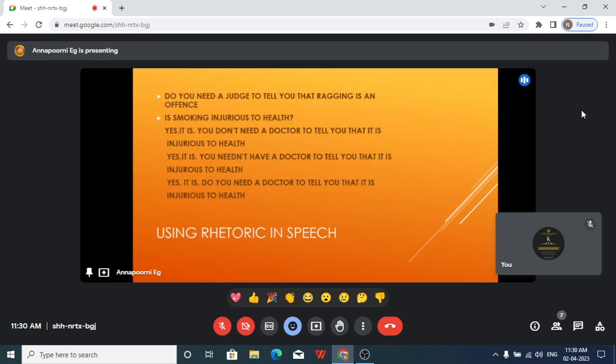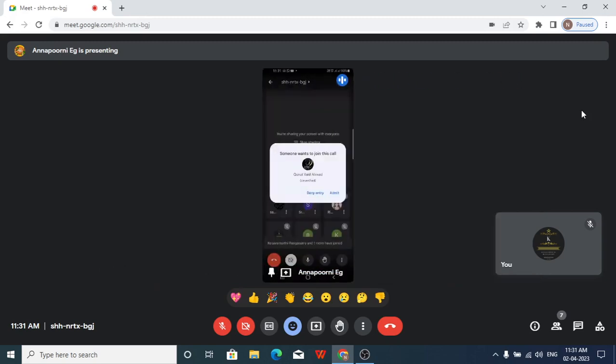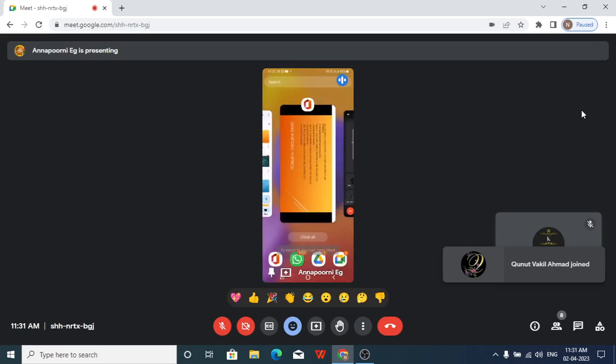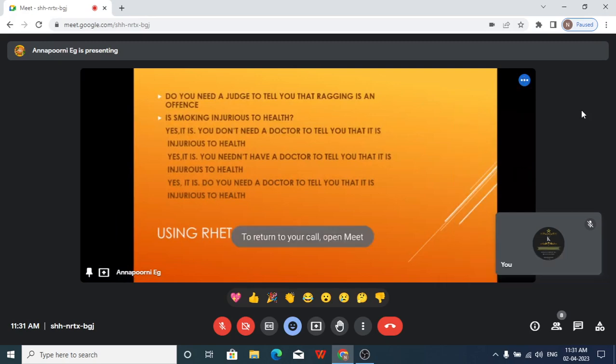Do you want your teacher to tell you that going to school without completing the homework is an offense? Likewise, here the principal is asking, do you need a judge to tell you that ragging is an offense? It means that this is actually someone who has committed a mistake in spite of knowing that. Students who commit ragging are all aware that ragging is an offense. If I commit ragging or if you commit ragging, we are all aware that ragging is an offense. Still, we continue that. Still, we try to do that, and that is considered an offense.